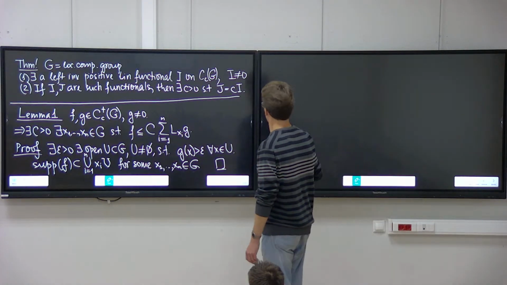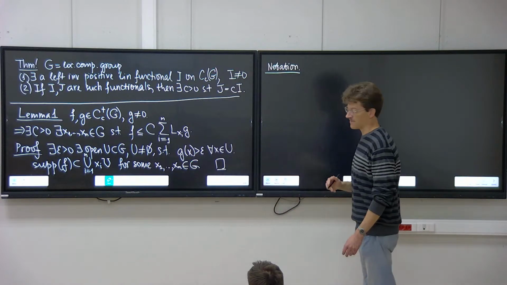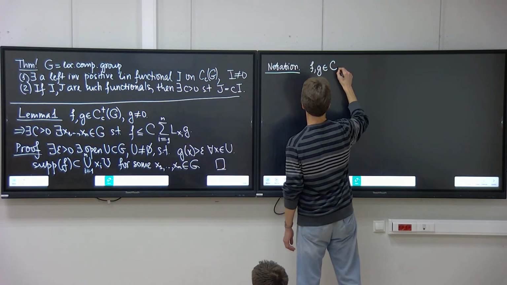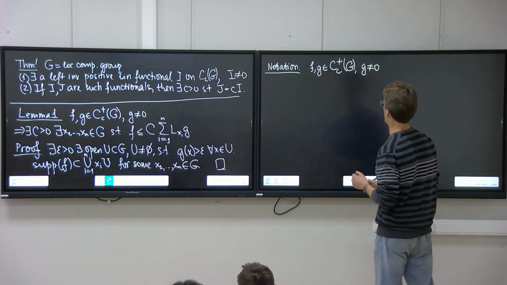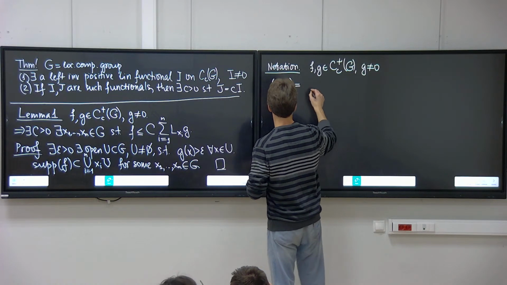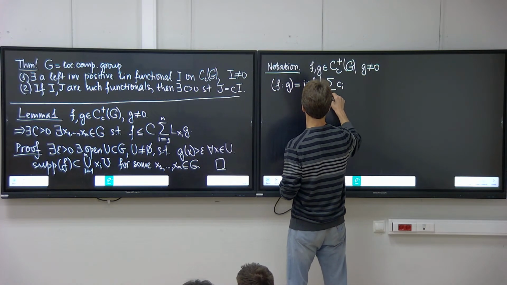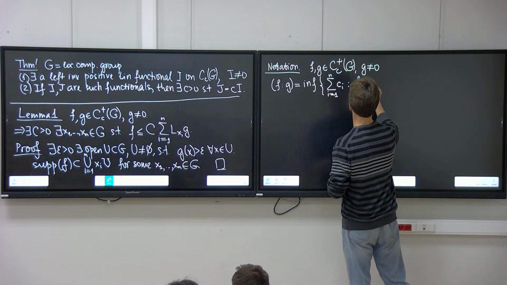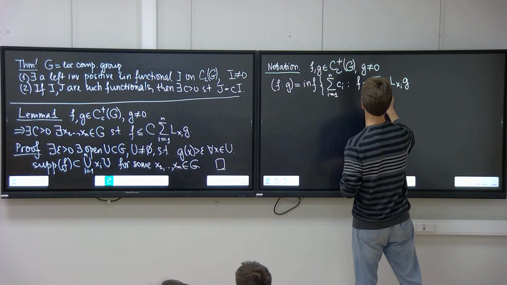Okay, now let's introduce the following number. If f and g are continuous compactly supported non-negative functions on G, and g is not identically zero, we define the following number, (f:g), to be the infimum of finite sums of ci from 1 to n, where the ci are chosen in such a way that f is dominated by the sum of ci Lxi g, for some points x1 to xn.